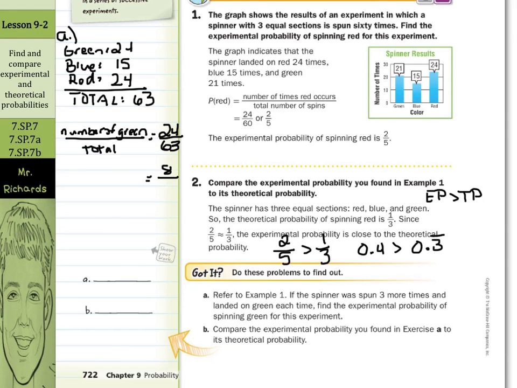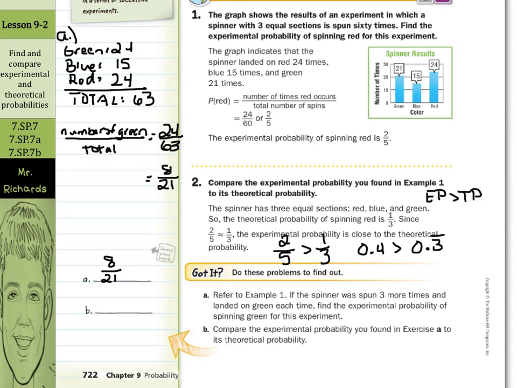If you add the digits of a number, 6 plus 3 is 9, and that sum is divisible by 3. Well, 9 is divisible by 3. Then that means 63 is also divisible by 3. And 63 divided by 3 is 21. So 8/21 is our experimental probability of getting a green.